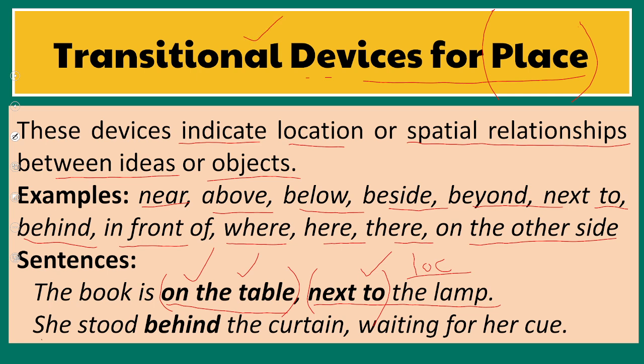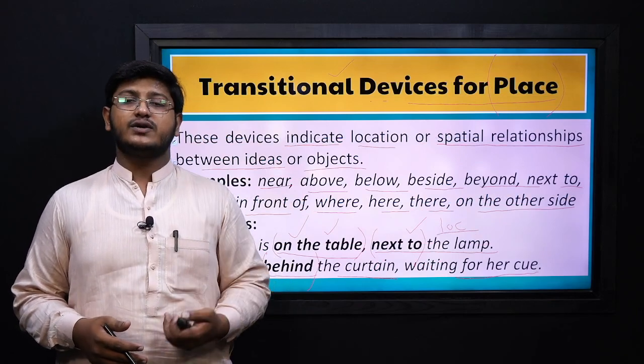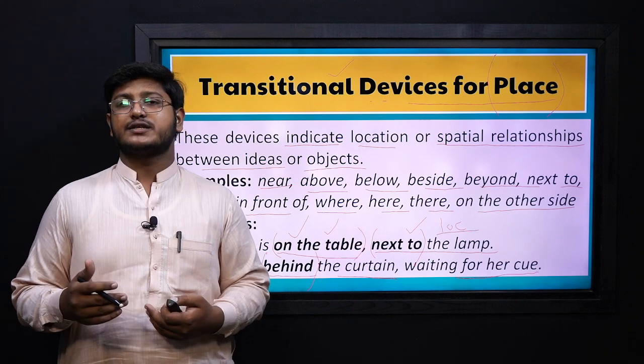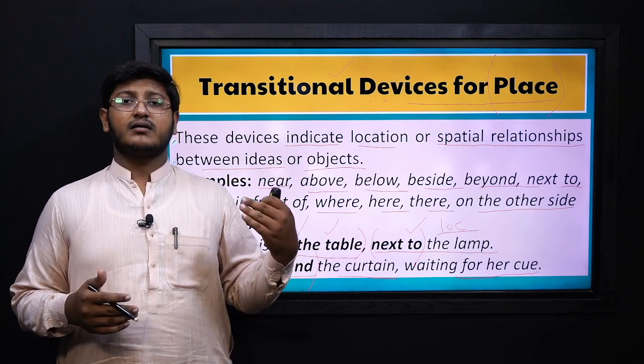Here we have the second example. She stood behind the curtain waiting for her cure. So behind is actually telling about the position of someone who is waiting for her cure, and she is standing behind the curtain waiting for the doctor or someone who will cure her. So these are the transitional devices for place, and that's how they are used to indicate the location and place of a thing, of a person, or of any object. So I hope you guys have understood.